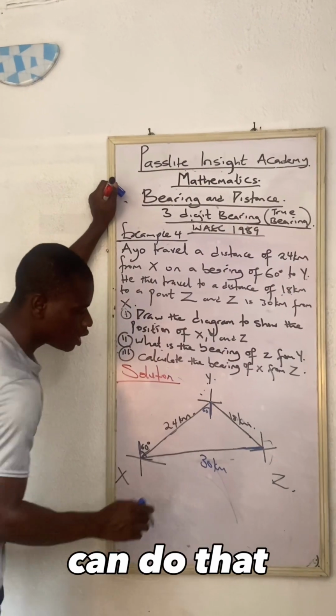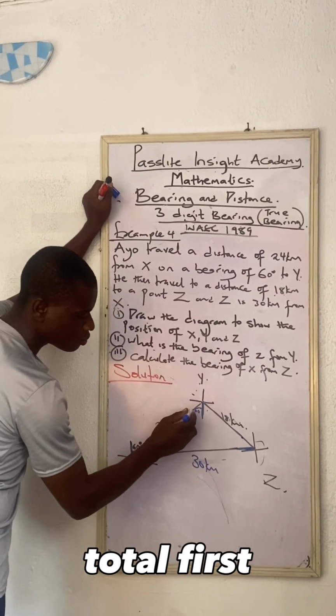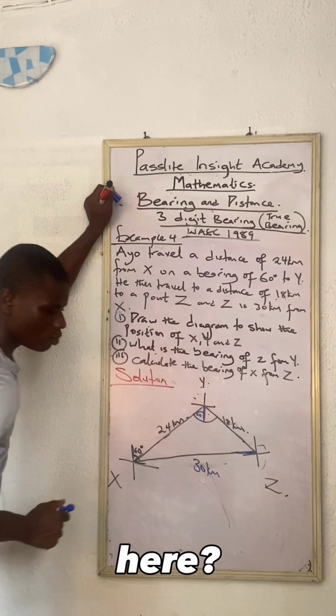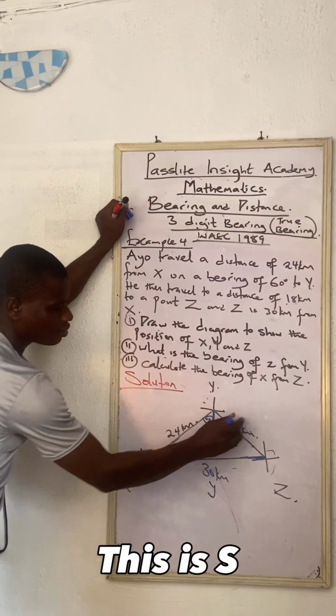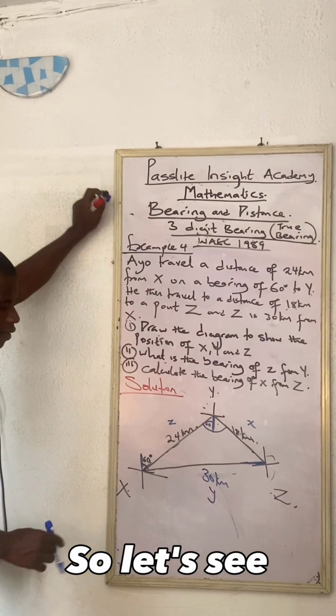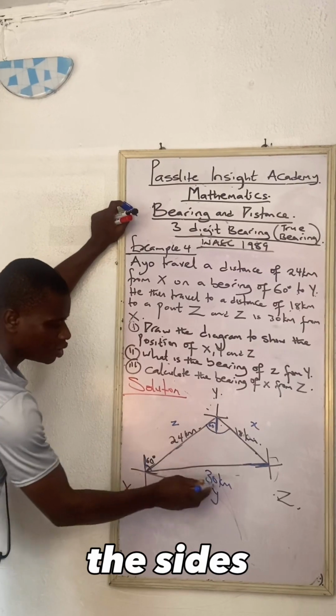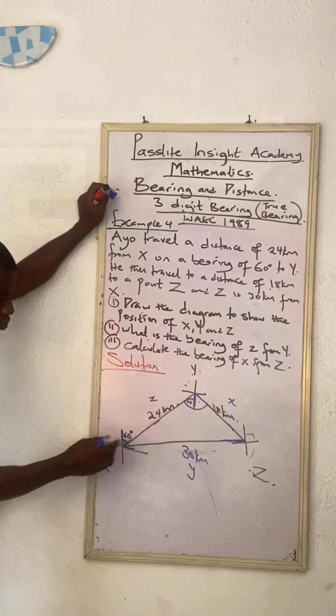But the next thing we can do is that let's get what will be here. We don't know. So let me get this total first. The angle here. What will be here? We don't know. This place Y, this small letter y. This S, this small letter s, this Z, this small letter z. So let's see. We are given all the sides. All the sides are given. So let's use our cosine rule.